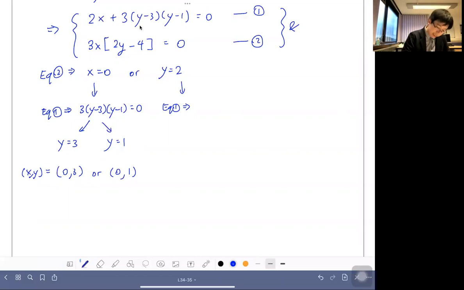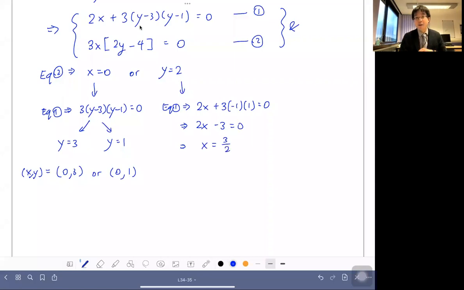So now I'll plug this back into here. So I get 2x minus 3 equals 0. That means I get one unique solution for x, 3 over 2. Okay, so either of these options will work. You can double check with your favorite method of simultaneous equations. They should get the same thing. Okay, all right, so I have my 3 critical points.